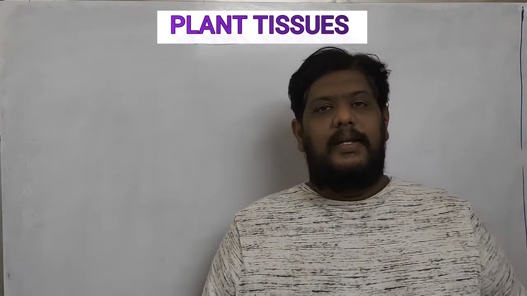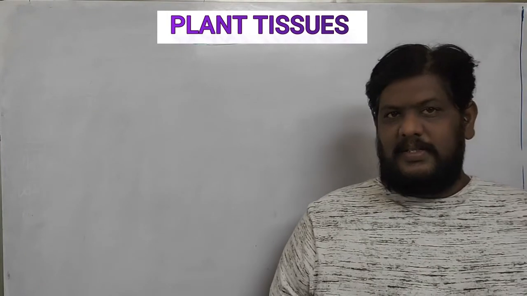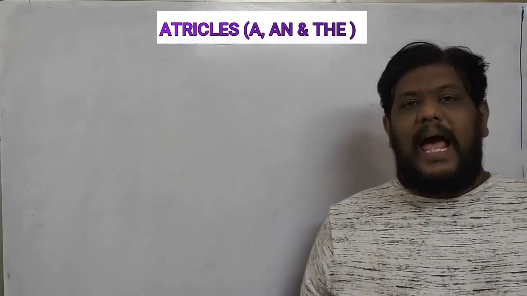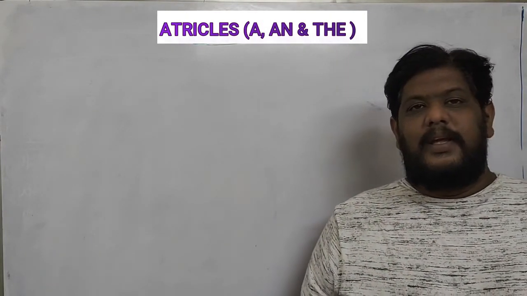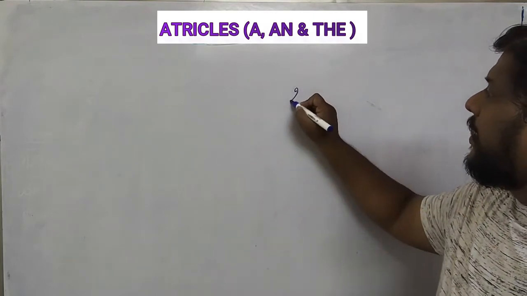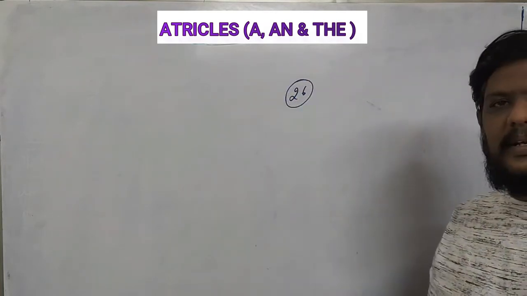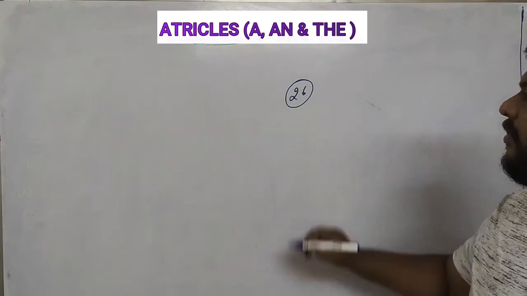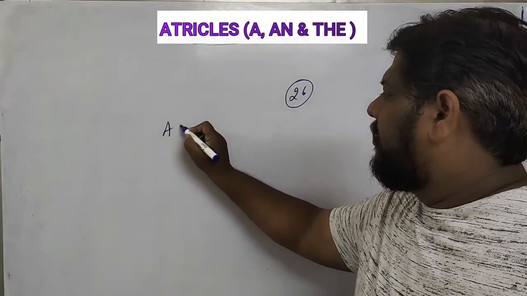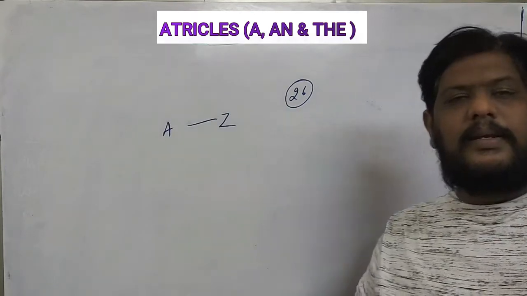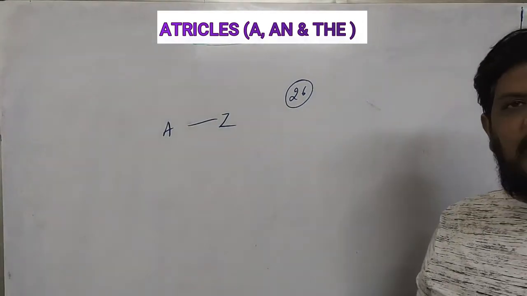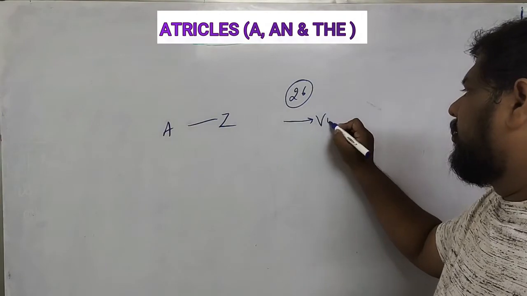So we have finished the first unit, right? Today we'll learn a small grammar part which is called articles. Before going to the articles, I would like to ask you some questions, okay? Are you ready? How many alphabets are there? Exactly. There are 26 alphabets, isn't it? What are they? A to Z, right? Now, have you ever heard a word called vowel?